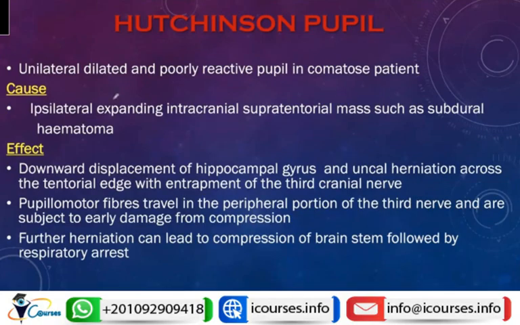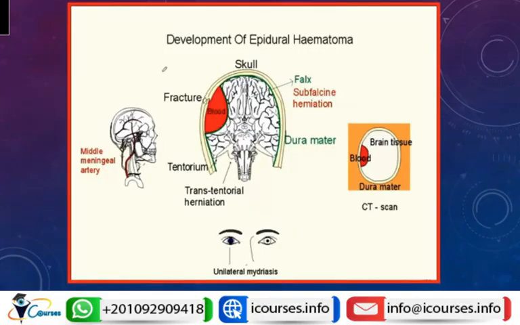And finally, the Hutchinson pupil is another type of pupil which is dilated. This is a dilated fixed pupil which you will probably not see in real life, but you will see it in the ICU because it happens in comatose patients. Let's see what this is all about.